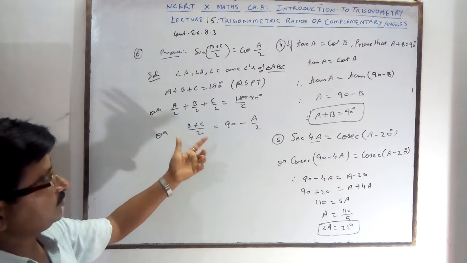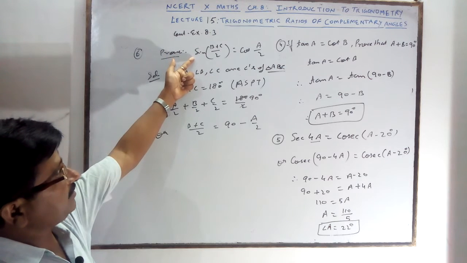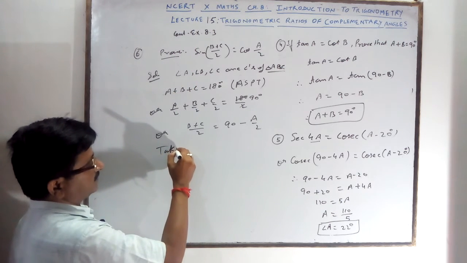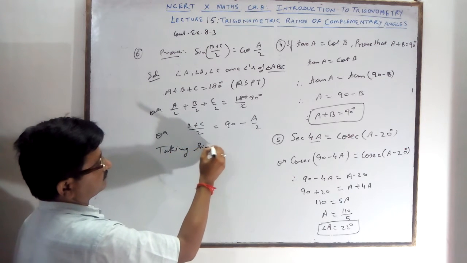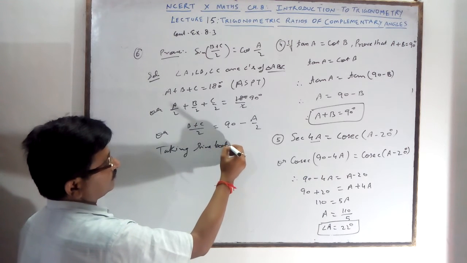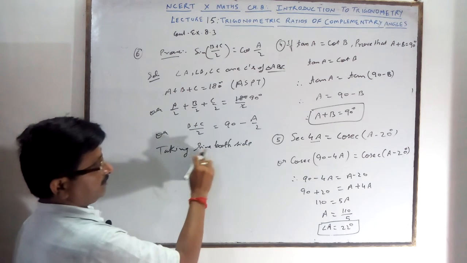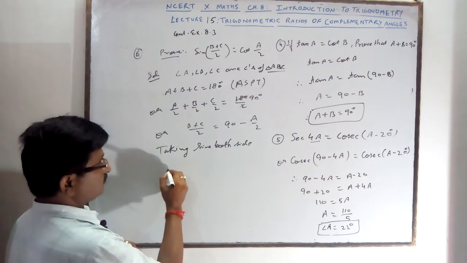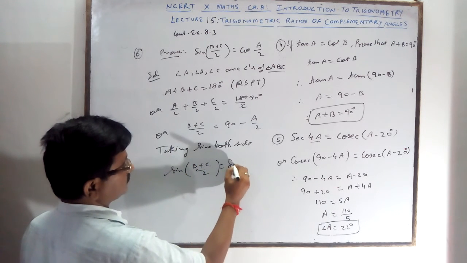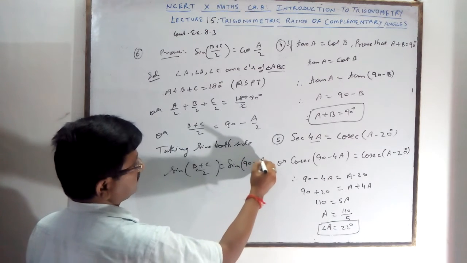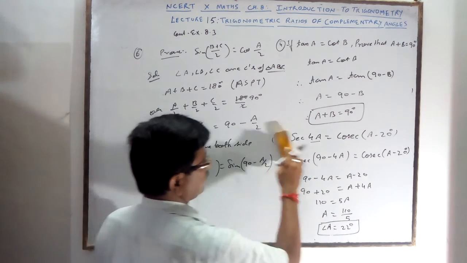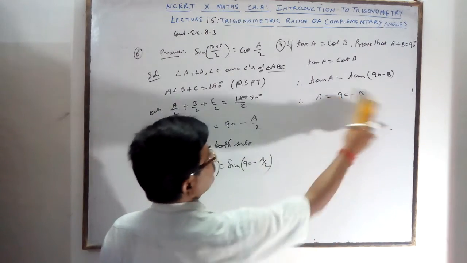Now which trigonometric function do you want? You want sine of B plus C, so take sine on both sides. Taking sine of both sides. Sine, full name I have written, S-I-N-E. So sine of both sides means sine of (B plus C) by 2 is equal to sine of (90 minus A by 2). You will get this.